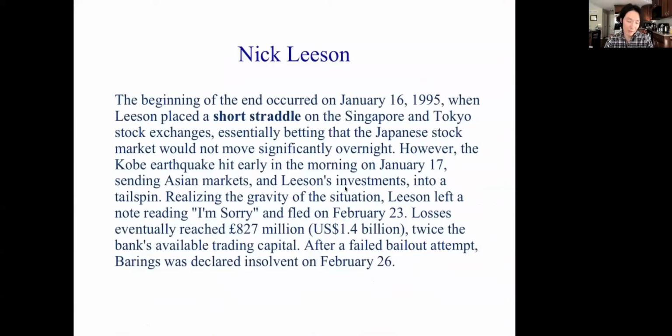So there was a very famous case in 1995 where Nick Leeson, a trader at Barings Bank, basically blew up the entire bank. So he was betting on lower volatility in the future by shorting straddles. But then there was an earthquake in Japan, and he lost a lot of money for the bank, which basically blew up the entire investment bank.